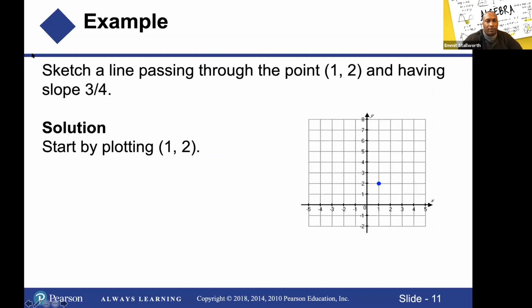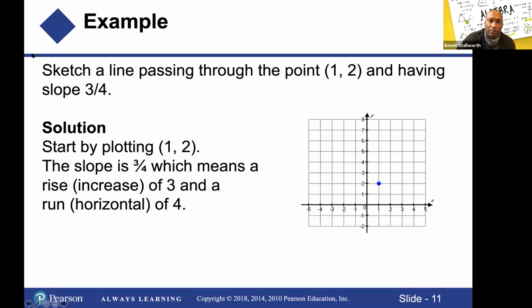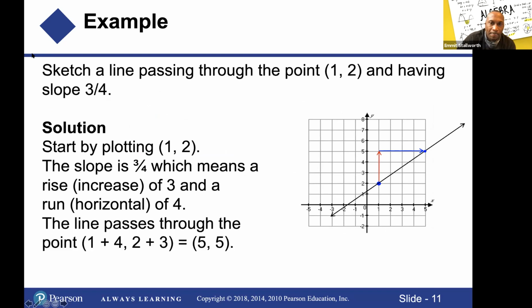Okay, so we're going to start just like we did. We're going to start from that point, and then we're going to do that. Make another point, and then we're going to draw a line. The line passes through the points (1, 4) and (2, 3).